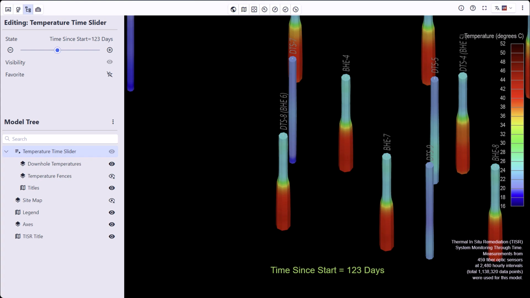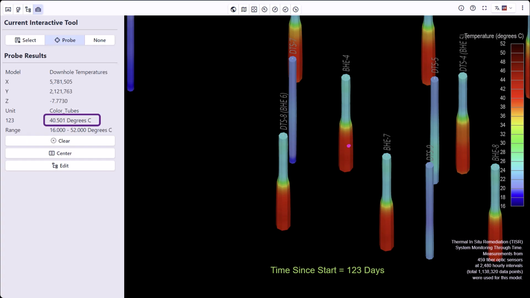Now we come to a key advantage of EVS. You can probe on any individual data point as indicated by the pink sphere and see the actual data measurement and the depth that was taken. This makes it fast and easy to access the desired data point from any boring and sensor on any desired day.